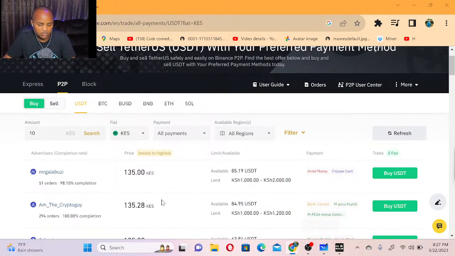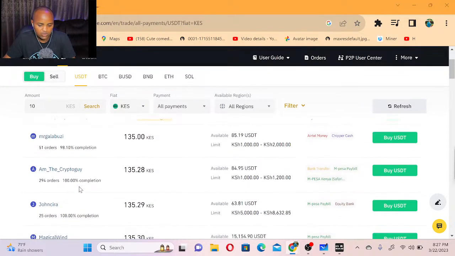So it's very simple. You select the person who has a high completion rate right over here, and who has done a lot of trades. And you actually put your money. So I'm putting something like 1400 over here. They are equivalent to almost 10 USDT, that is what I want here.